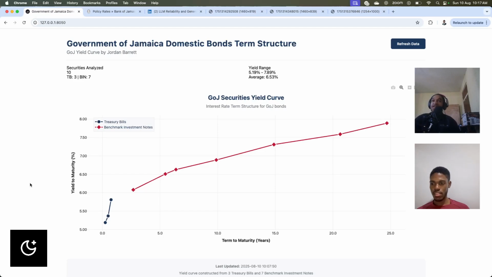Oh, it's cool. It shows persons that there are different types of investment opportunities out there for them, especially in Jamaica.